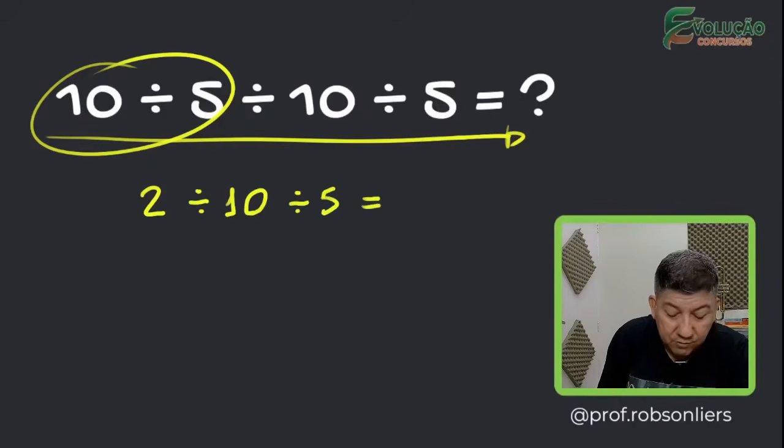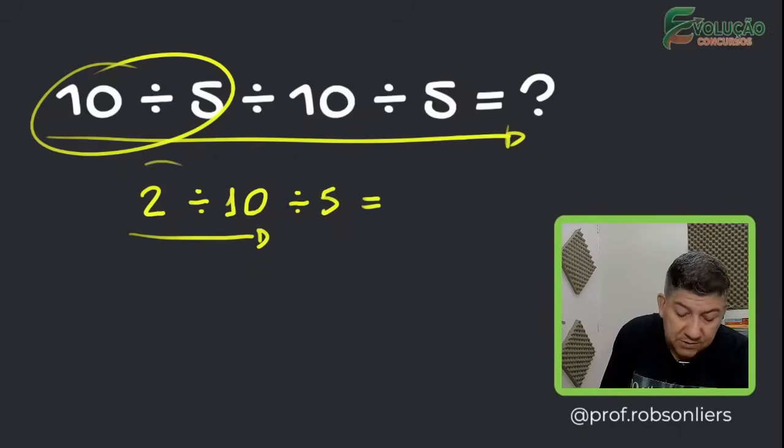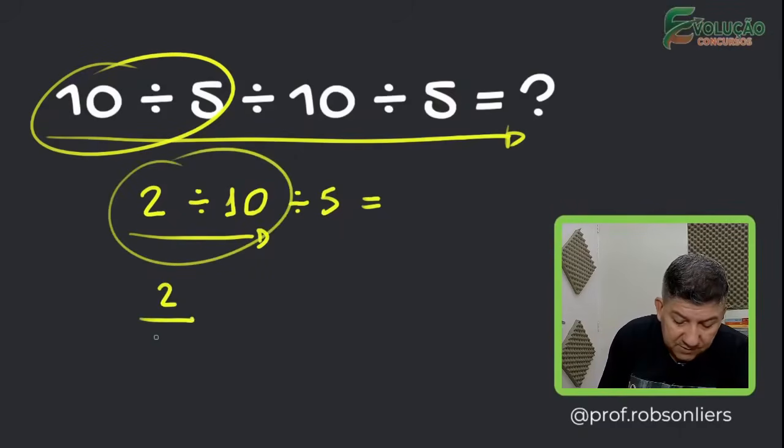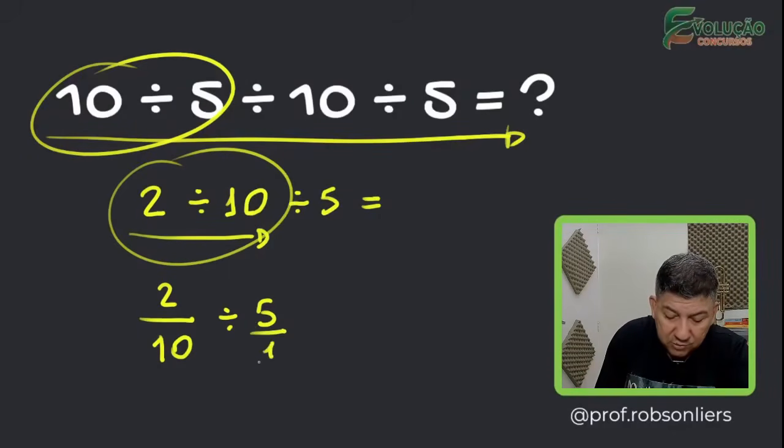All right, let's keep solving here in the order the operations appear. So let's solve 2 divided by 10. Let's write this as a fraction here. 2 divided by 10 divided by 5 here. I copy the rest over. We have a division of fractions here. Division of fractions, we have a few different ways to solve it. Solving by the traditional method, division of fractions, we repeat the first fraction and multiply by the inverse of the second. Since we don't have any denominator on the 5 here, we can put 1.